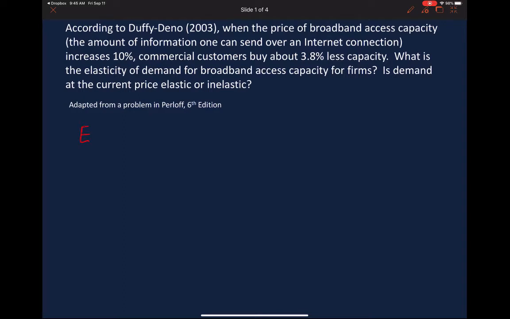We know that the elasticity of demand coefficient is equal to the percent change in quantity demanded over the percent change in price. So this problem is telling us that when we have a 10% increase in price, quantity demanded decreases by 3.8%. And so we write that as the percent change in quantity demanded is negative 3.8 because it is decreasing. And this gives us an elasticity coefficient of negative 0.38, which is inelastic.